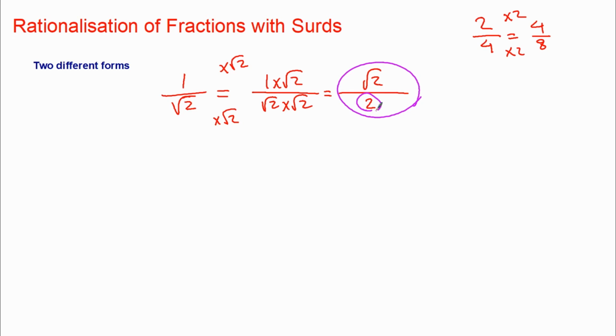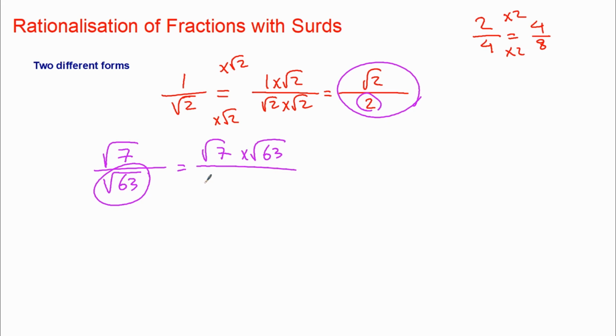So sometimes rationalization does result in simplification of the fraction. The example is square root of 7 over square root of 63. Again, this time I am going to times both sides by the denominator. So this would be equal to square root of 7 times square root of 63 divided by square root of 63 times square root of 63. Now the denominator would be just 63. The numerator, square root of 7 times square root of 63, is square root of 9 times 7.